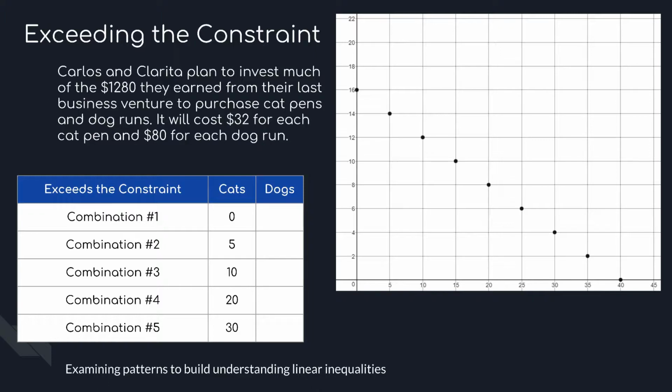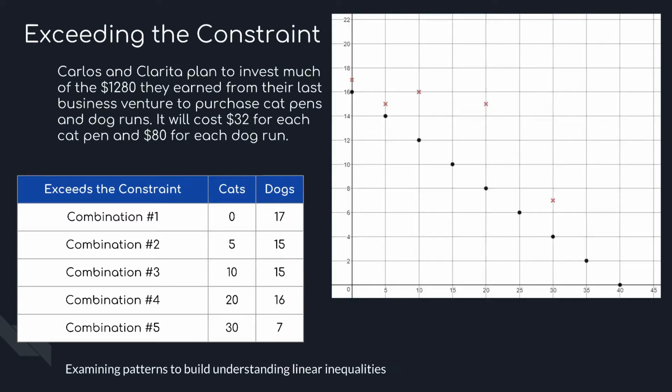So instead of 0 and 16, I might do 0 and 17. Instead of 5 and 14, 5 and 15, and so on with the values that I have listed in the table. The next thing I want students to do is graph these values. Students should notice that all of the values that they've graphed are above that line. This is a key learning that we'll come back to in a few minutes.